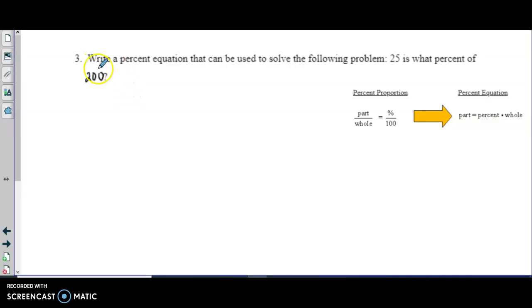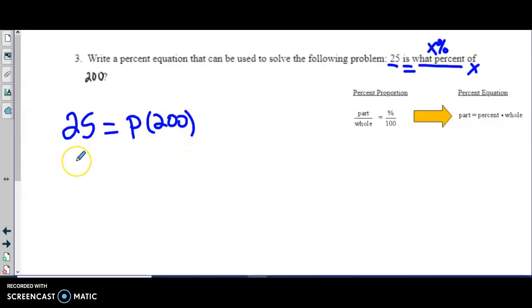All right, let's look at number 3. Write a percent equation that can be used to solve the following problem. Again, I'm going to write it exactly how I read it. 25 is, means equals, what percent? So I don't know the percent. You could put an X or a P for percent, or you could even put X percent because you're trying to figure out what percent. I think I'm going to go ahead and put a P for percent. Is what percent of 200? Of means multiply.